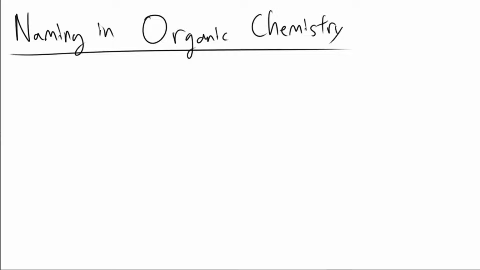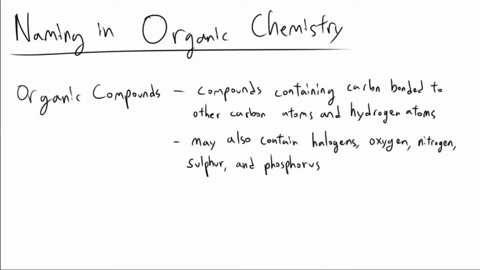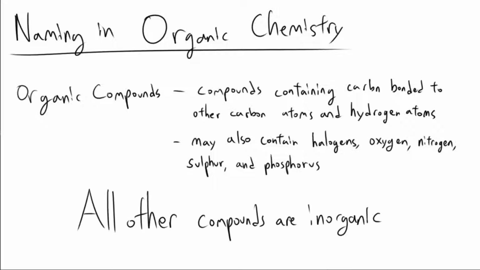Naming in organic chemistry. But before we can name organic chemicals, first we need to know what makes a molecule organic or inorganic. Organic compounds are those that contain carbons bonded to other carbon atoms and hydrogen atoms. Organic compounds may also contain halogens like fluorine or bromine, oxygen, nitrogen, sulfur, and phosphorus. All other compounds are inorganic.